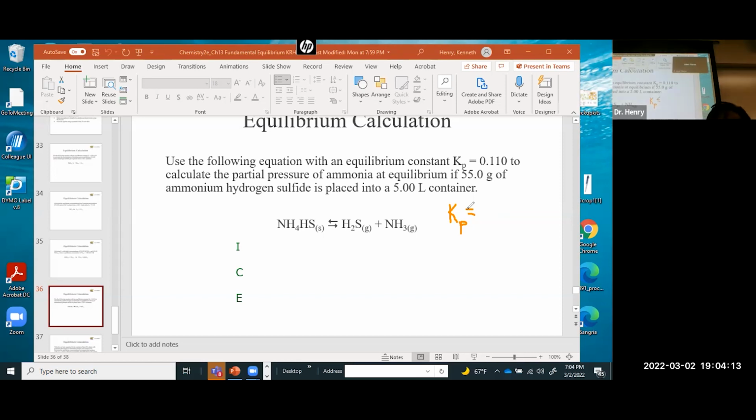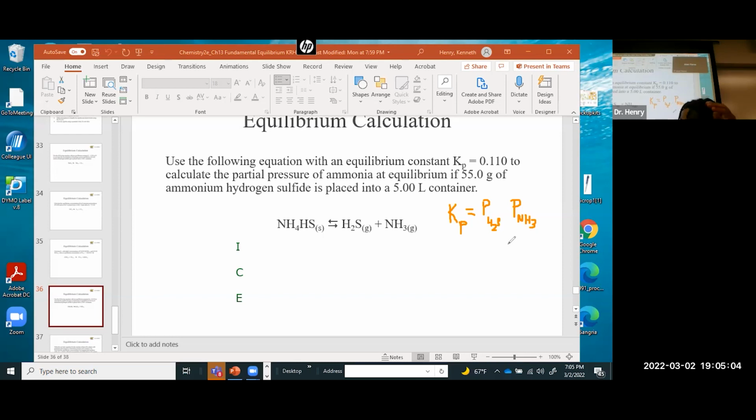Okay, so are you sure? It's the partial pressure of H2S and the partial pressure of ammonia, and you said over the reactant.